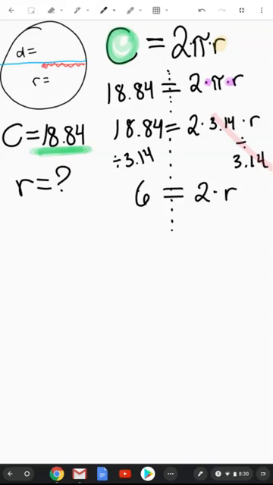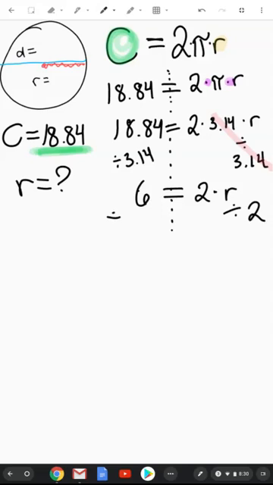I did it on both sides of the equal sign. 6 was the result of the left side, and 2r was the result of dividing by 3.14 on the right side. So then my last step here is I need to divide by 2 on both sides.